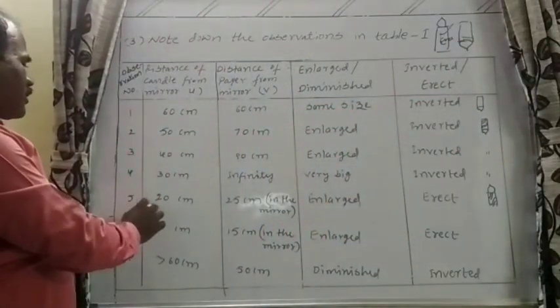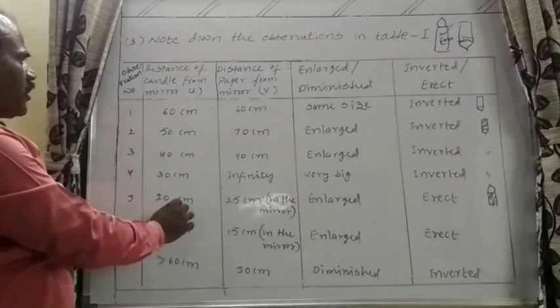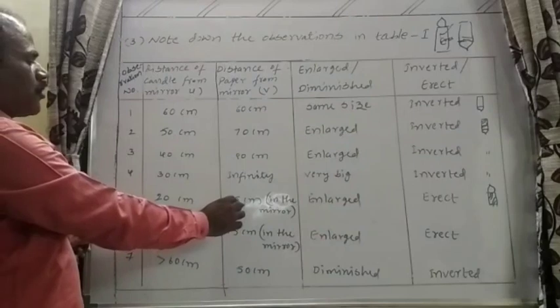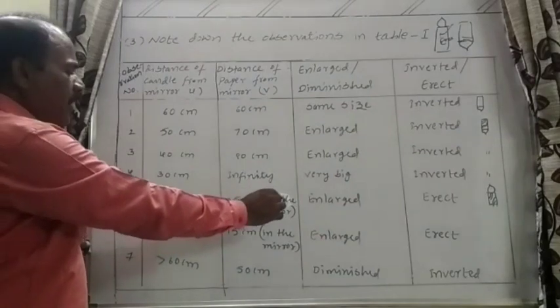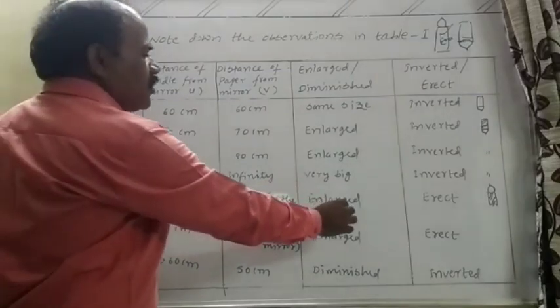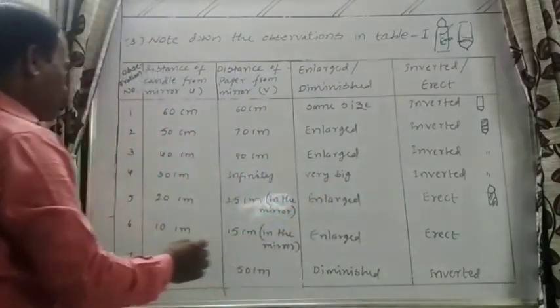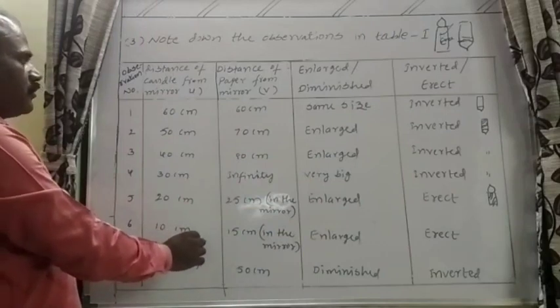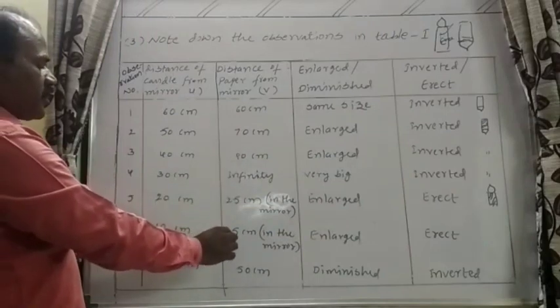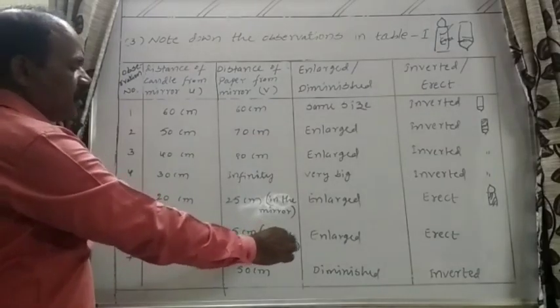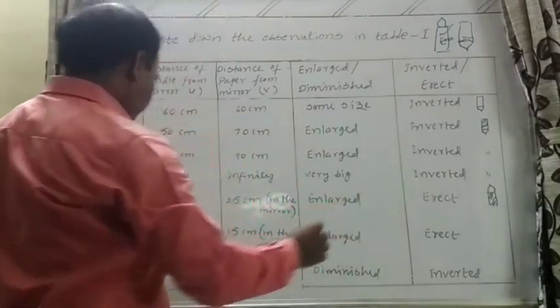The object placed 20 centimeter from the mirror. The image formed 25 centimeter in the mirror. The image is enlarged and erect. The object placed 10 centimeter from the mirror. The image distance is 15 centimeter in the mirror, enlarged and erect.